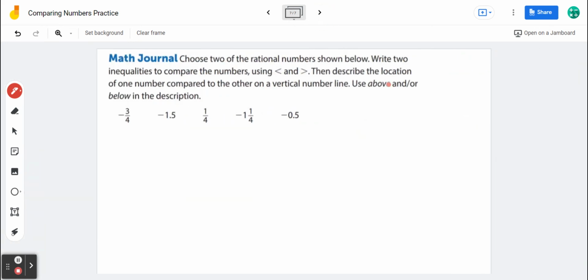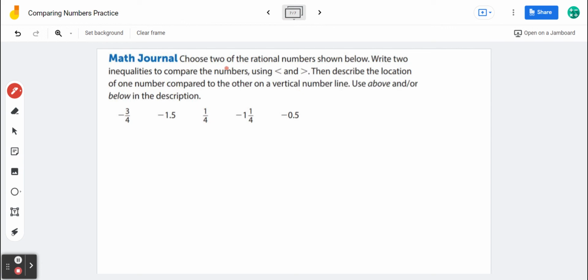All right, and the last one, number 7. This is just a summary. Choose two of the rational numbers shown below. Write two inequalities to compare the numbers using less than or greater than. Then, I'm going to pretend that didn't happen.